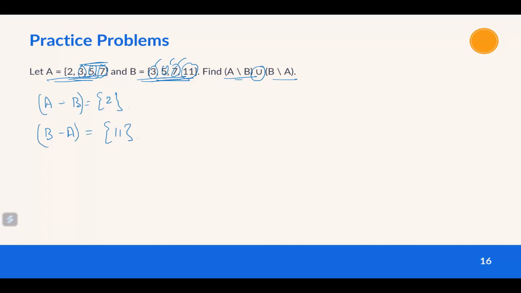Now we have got the set A minus B and B minus A. Remember, A difference B and A minus B are the same. Okay. Now we have to do a union operation between these two sets. So if we perform a union operation, A minus B union B minus A, we have to write the elements in both the sets. So it will have 2, 11. So this is the answer for this problem.